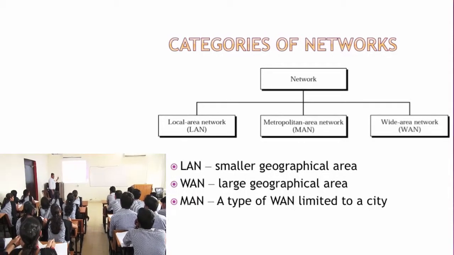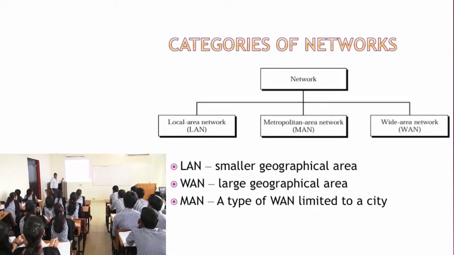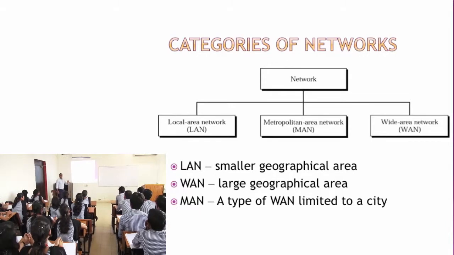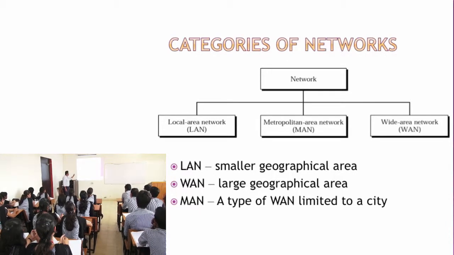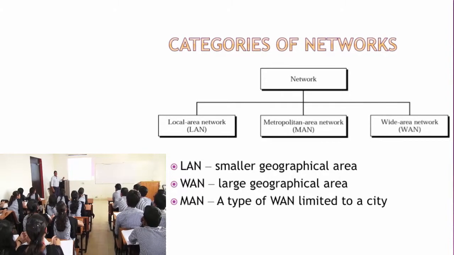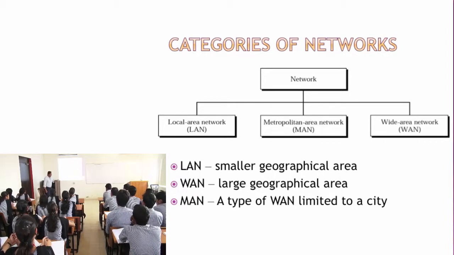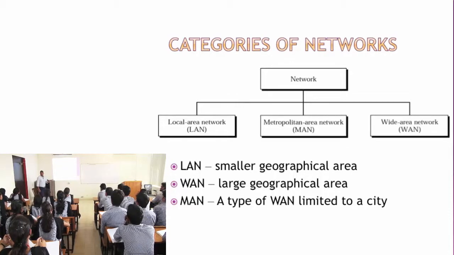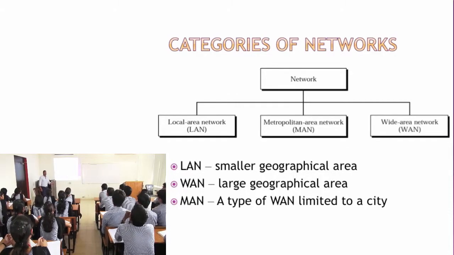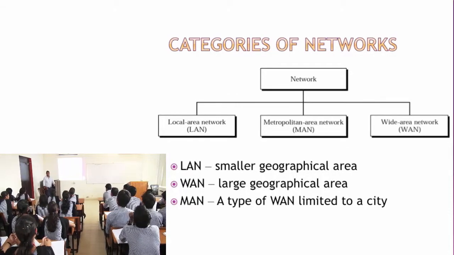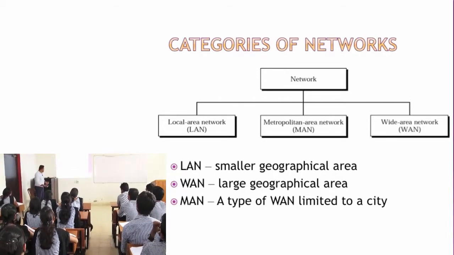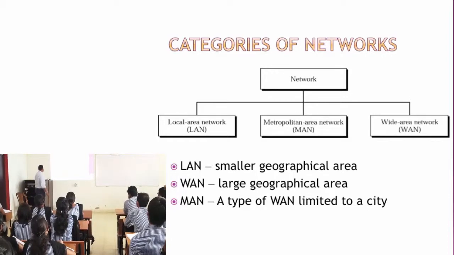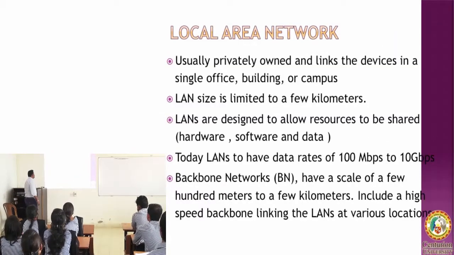Those are local area network, which is limited to 2 or 3 kilometers. Metropolitan area network, which is limited to a city, and wide area network, which may go for a state or country or all over the world. Clear?